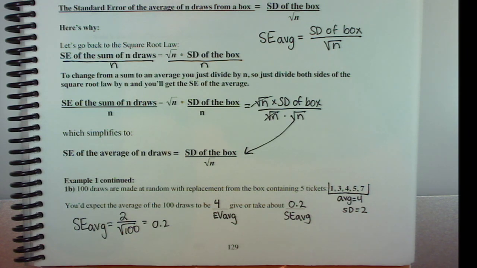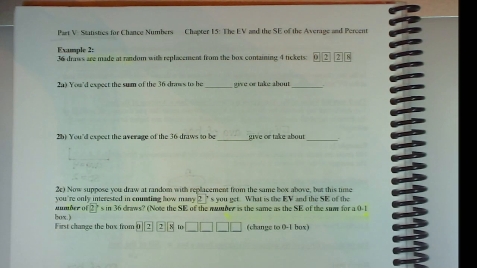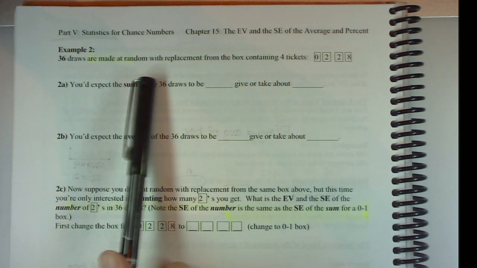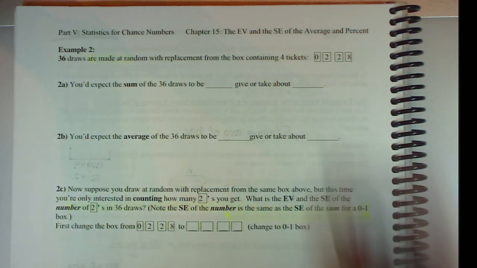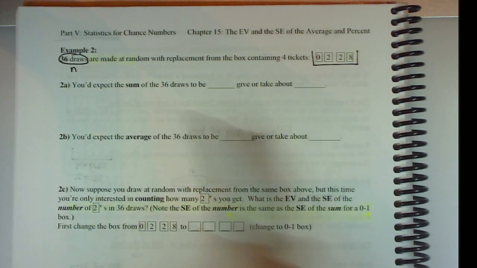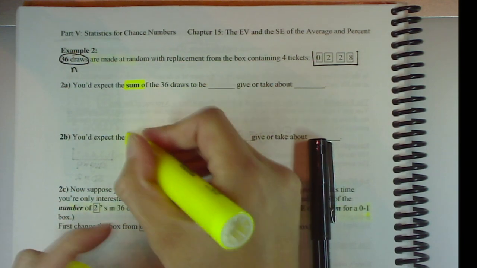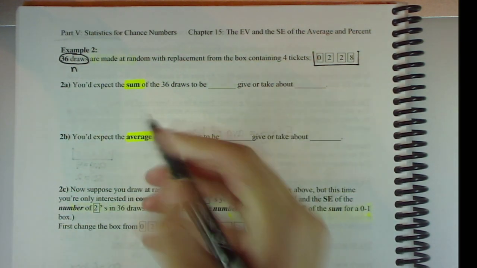All right, so there's a couple more examples, and then we'll look at percent, which is basically the same thing as average, so that's nice. Let's go to the next page. All right, so this one says 36 straws are made at random with replacement from this box. Here's my nice box. 36 is my N. It says, what would you expect the sum and the average to be? So basically, I want to find the expected value of the sum and the expected value of the average.